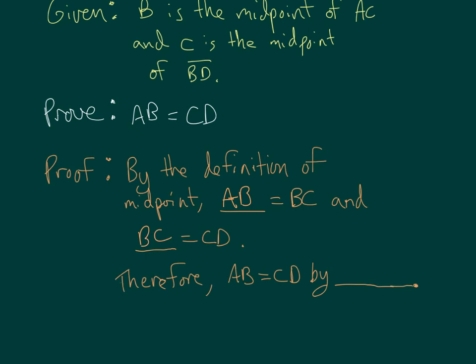Therefore, we are at the last step. Therefore, AB is equal to CD by, well, what did we do here? We just kind of utilized substitution. Because all we had to do was substitute AB with BC. So all I did was take out this BC and replace it with AB, and that got me AB is equal to CD.